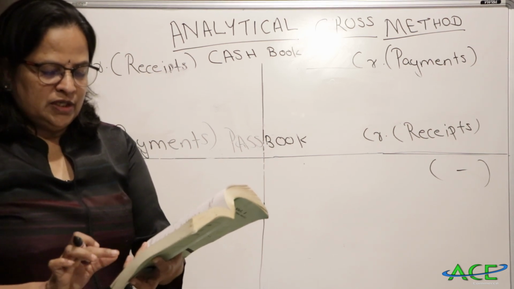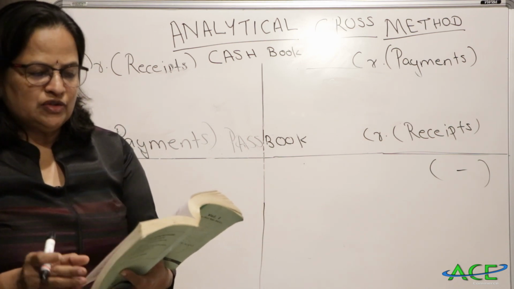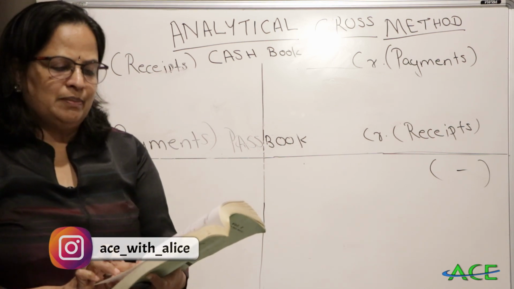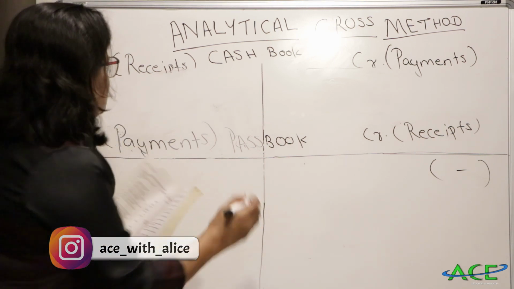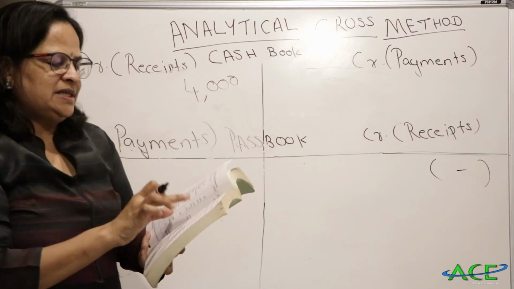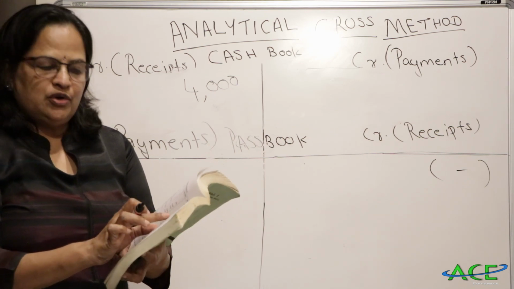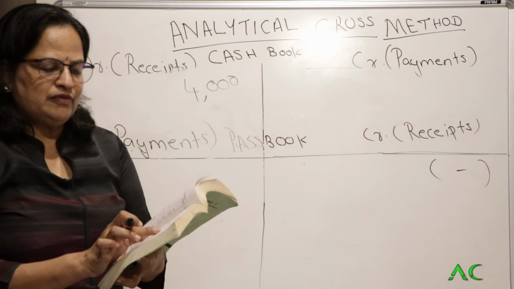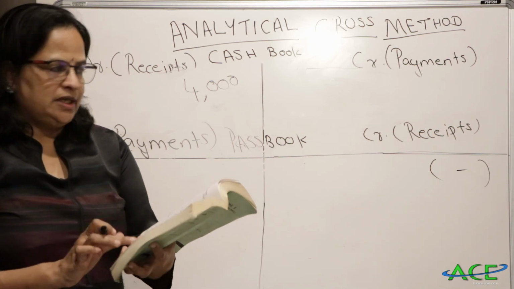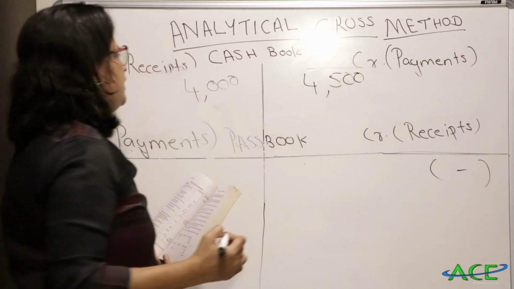So cheques amounting to rupees 12,500 were paid, out of which cheques of the value of 4,000 were credited only in the passbook. So here it will come 4,000. Next, cheques totaling 20,000 were issued in the month of June 2020, out of which cheques of the value of 4,500 were debited in the passbook only after 30th June 2020. So here we have to write 4,500.